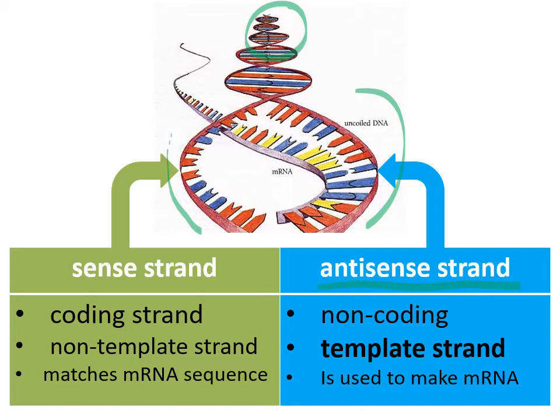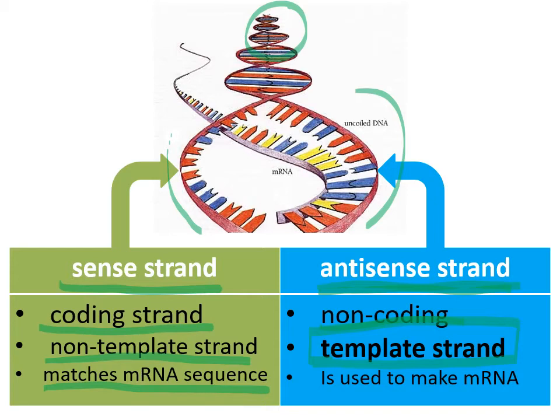And so the antisense strand is referred to as the non-coding one, but probably the best name that I would use for it would be the template strand. It's the one you're going to be using as a template to make the mRNA. The other one, also known as the sense strand, can be referred to as the coding strand, the non-template strand. This is the one that the mRNA is going to end up looking like.